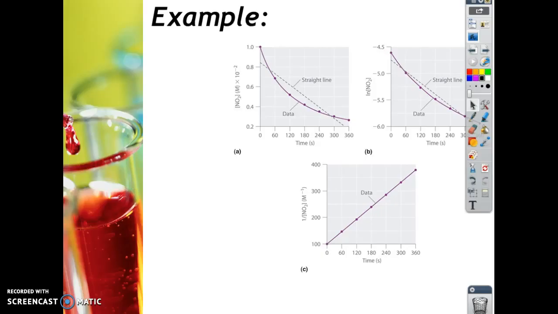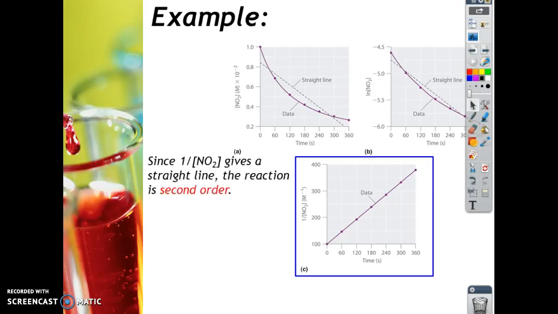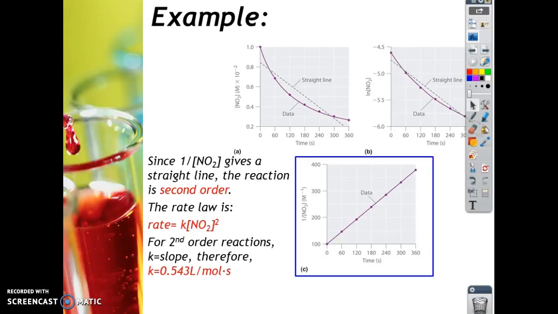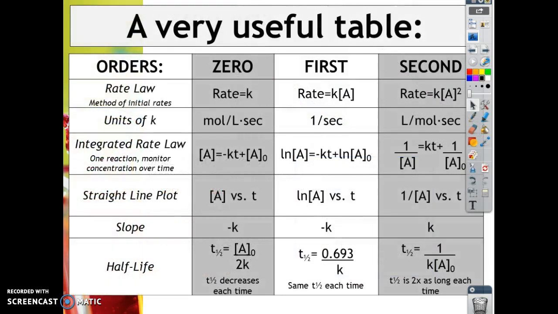Well, which one is our straight line? That bottom one. So, since 1 over NO2 gives us a straight line, the reaction is second order, which tells us our rate law: K times the concentration of NO2 to the second. Remember, K equals slope. So if you were to solve for K here, your slope would be 0.543 liters. And you could have used any concentration and rate to solve for that K.